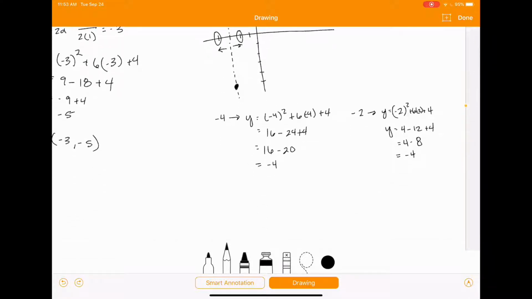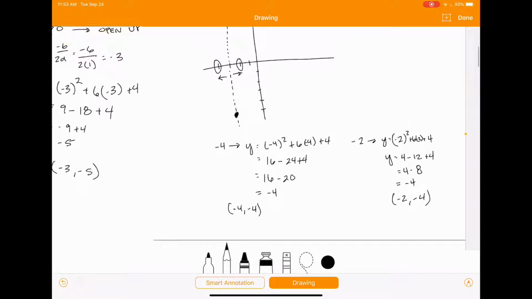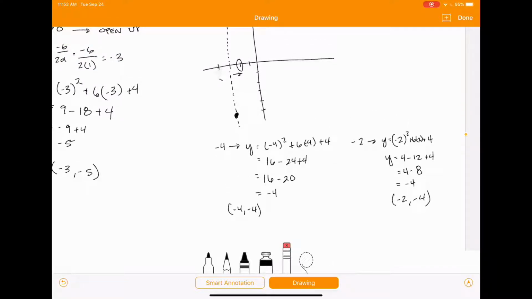So you can go ahead and plot these points. So this is going to be -4, -4, and this one's going to be -2, -4. All right, so we'll plot these points up here on our graph. So -4, -4, and then -2, -4. All right, and then you can just draw your curve. All right, and that's how you would graph that.